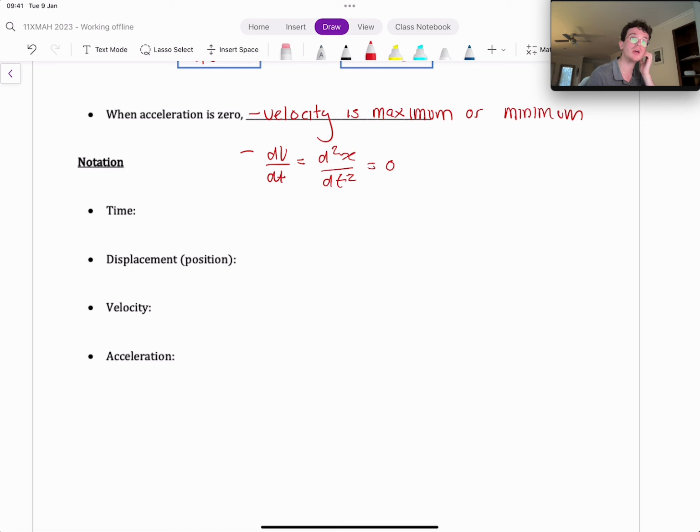So some notation: time is t. Displacement is x. Now in maths, we don't say velocity is v. We say it's equal to x dot. We don't say acceleration is equal to a. We say it's x double dot. So your velocity x dot is equal to dx/dt. And your acceleration x double dot is the d²x/dt², or dv/dt.